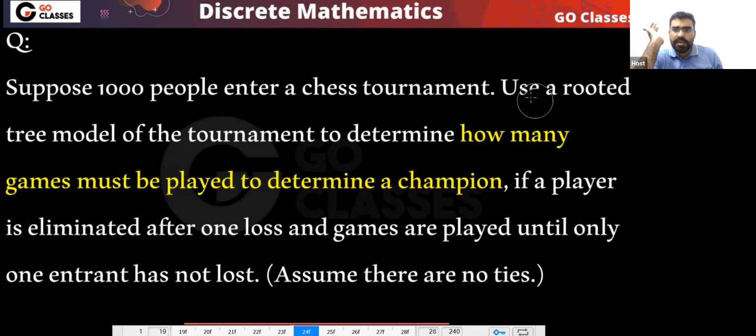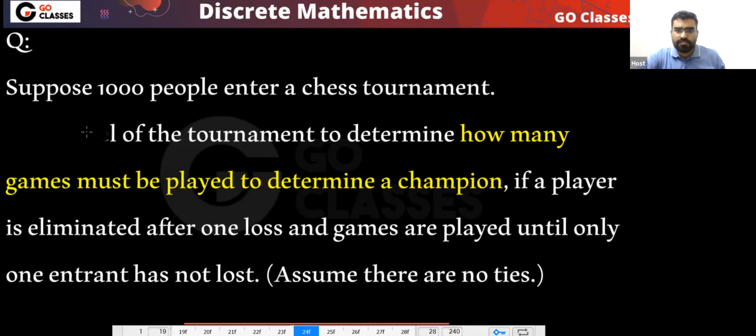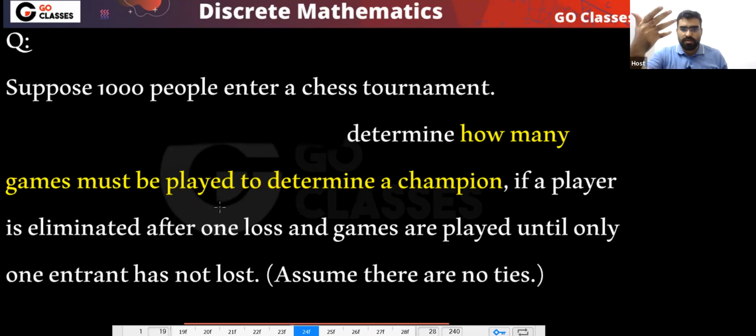Remember, in your GATE exam, they can ask you this type of question. In this question, you have to find out what type of rooted tree you will get. You will get a full binary tree, and in a full binary tree you know the number of leaves. If you know the number of leaves, then you can find the number of internal nodes. And in a full binary tree, the number of internal nodes is equal to the number of two-child nodes. Is this clear to everyone?